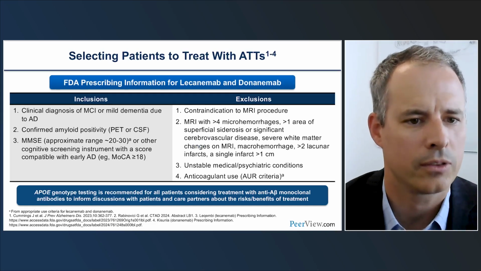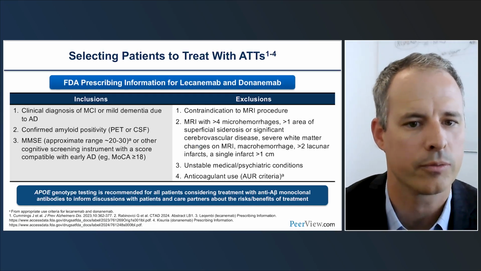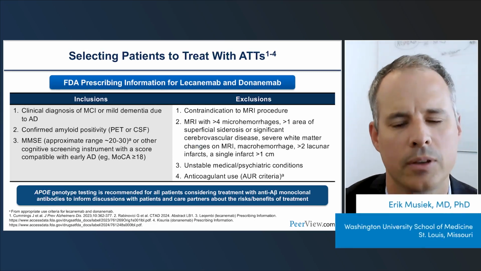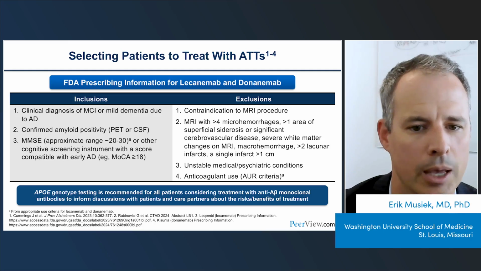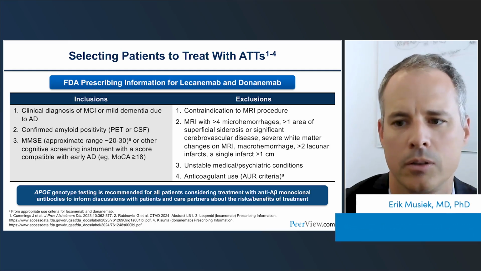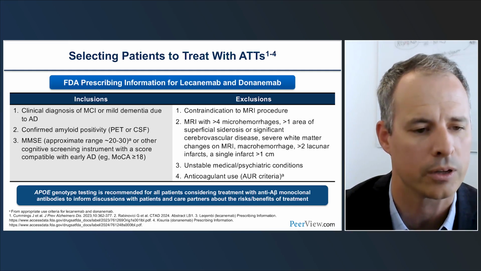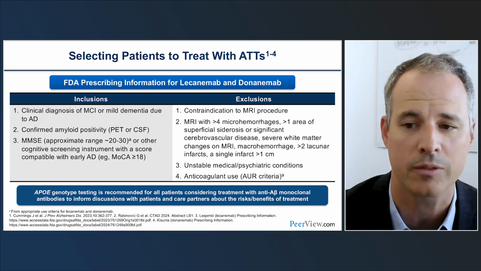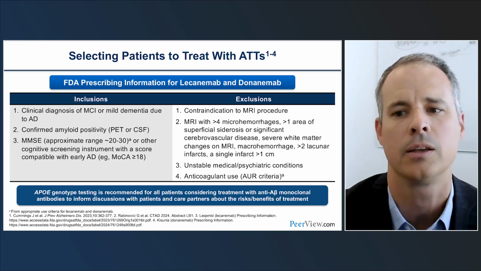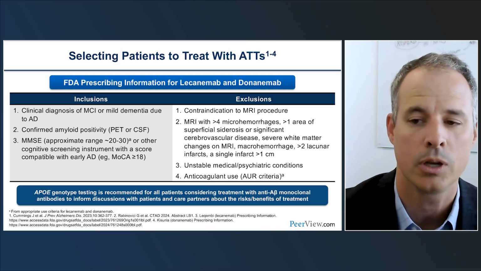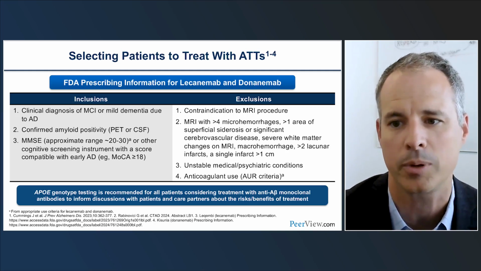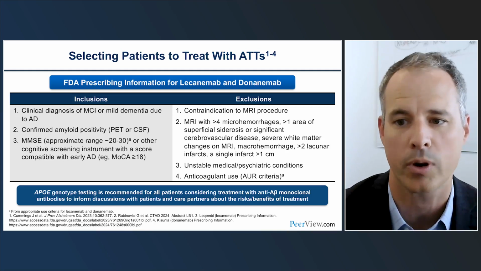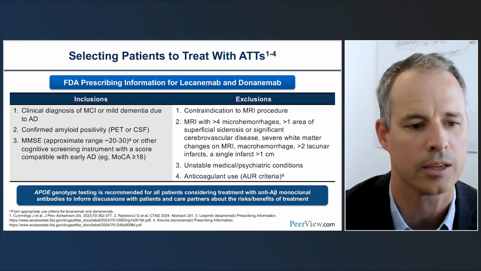So I'd like to discuss the criteria for selecting patients for treatment with amyloid-targeting therapies. And these criteria are based on the FDA labels for both lecanemab and donanemab, and are based on the clinical trial criteria for both of those drugs. The important inclusion criteria include a clinical diagnosis of mild cognitive impairment or mild dementia due to AD. So it's important not to treat patients who don't actually have memory loss, so patients with a subjective memory complaint, or patients who are too far progressed and have more than mild dementia due to AD.